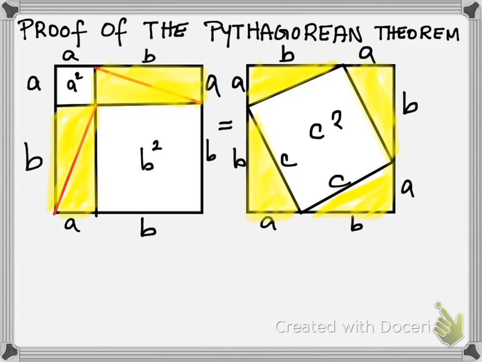After you take away these four triangles from both sides, you see that on the left hand side you're left with two squares, one with area a squared and the other with area b squared. And on the right hand side you're left with one square whose area is c squared, which means, since the equality still holds, the area on the left is a squared plus b squared and the area on the right hand side is c squared. a squared plus b squared equals c squared, and we've just proven the Pythagorean theorem.